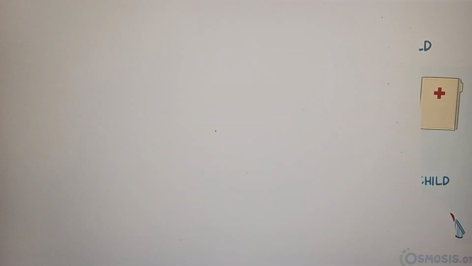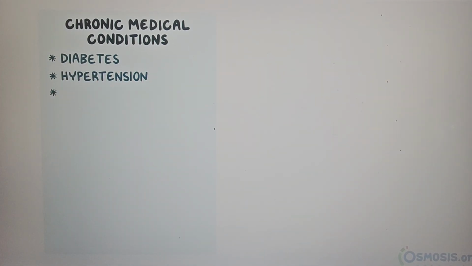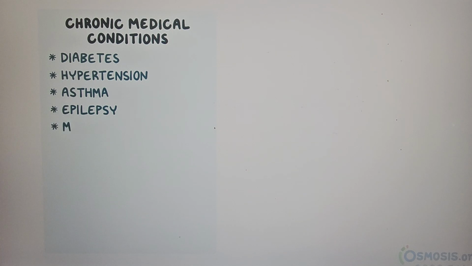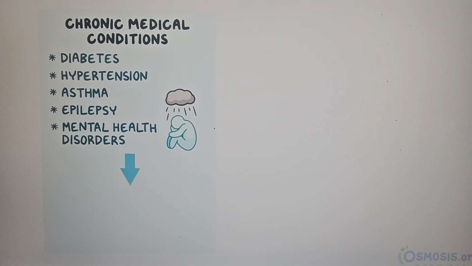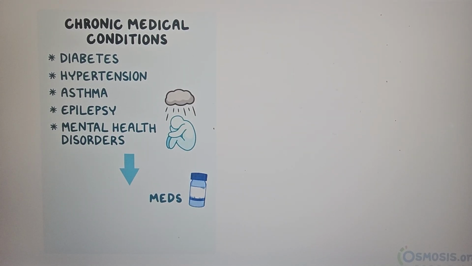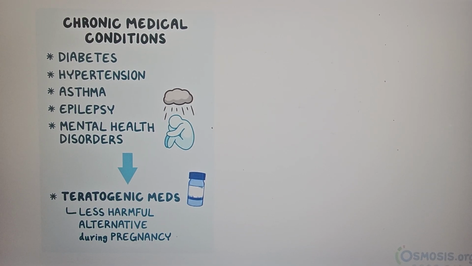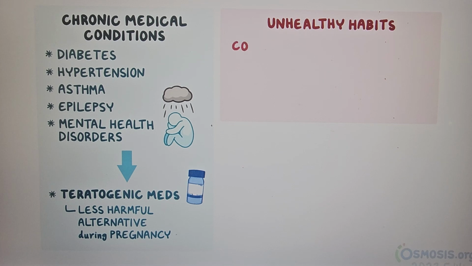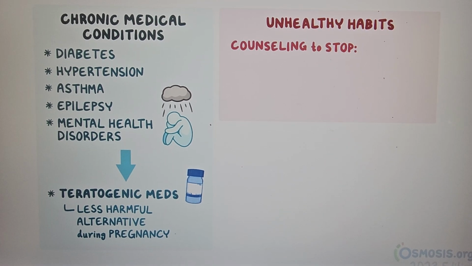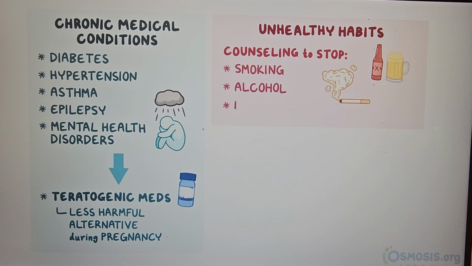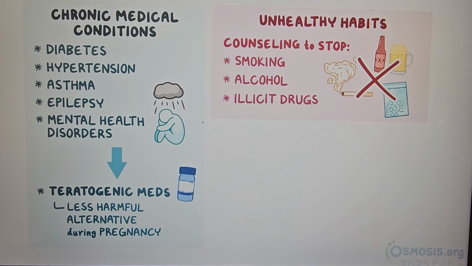The rest of the history focuses on identifying any chronic medical conditions that can affect the pregnancy, like diabetes, hypertension, asthma, and epilepsy, as well as mental health disorders. Some of the medications used in the treatment of these conditions are known to be teratogenic, and may need to be changed to a less harmful alternative during pregnancy if possible. Additionally, counseling to stop unhealthy habits such as smoking, alcohol use, and use of illicit drugs should be provided.